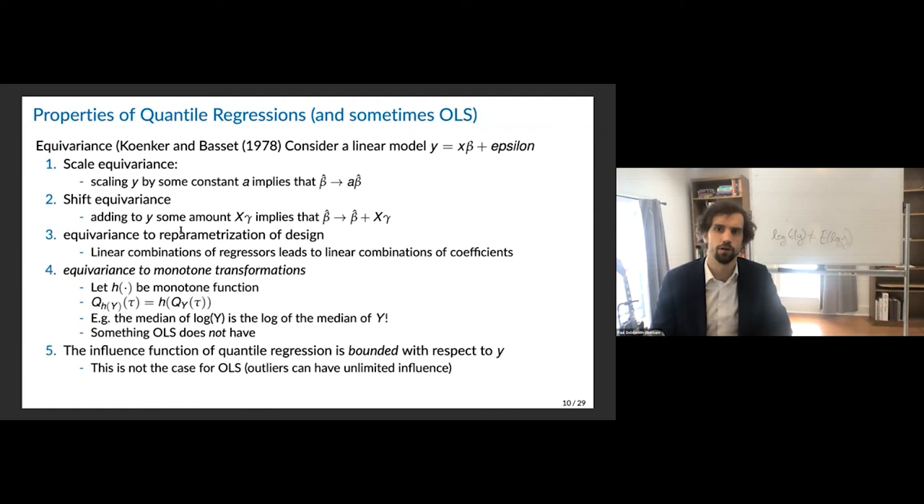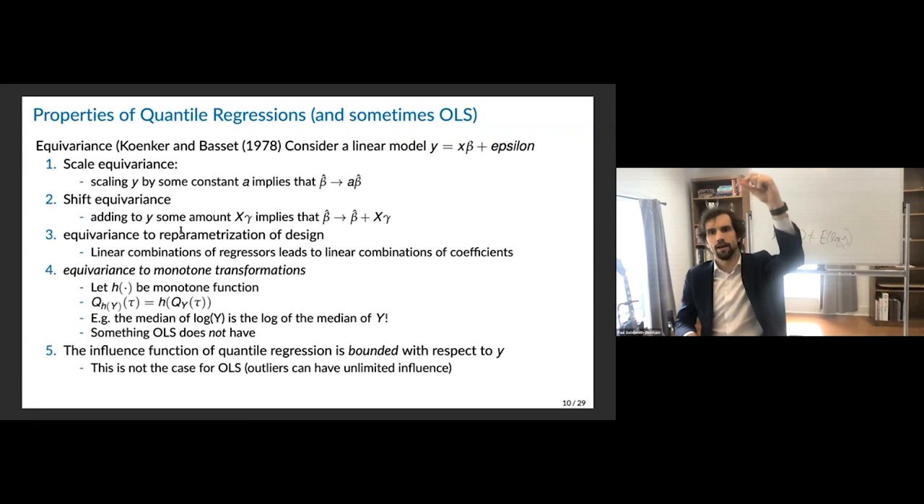The second thing is that the influence function for quantile regression, and for quantiles more generally, is bounded with respect to Y. This isn't the case for OLS, so outliers can have unlimited influence. I'm not going to get into the technical aspect of the influence function, but it's a way to talk about what would happen to my estimate if I took a data point, say some Y variable in my regression, and just kept moving it upwards.